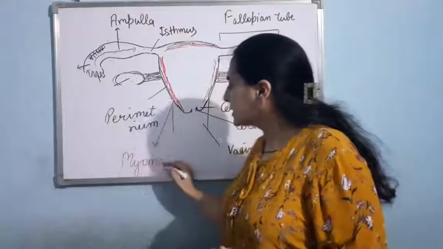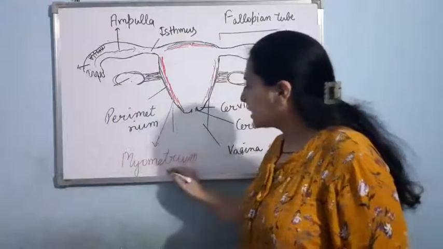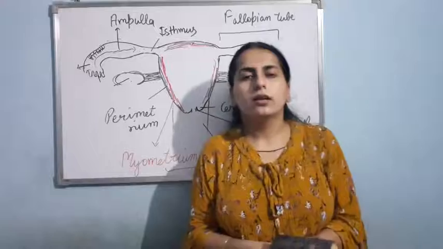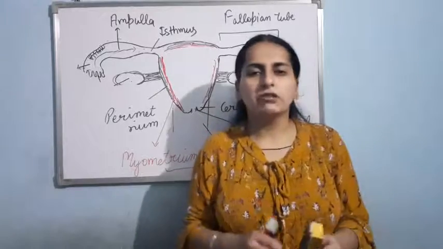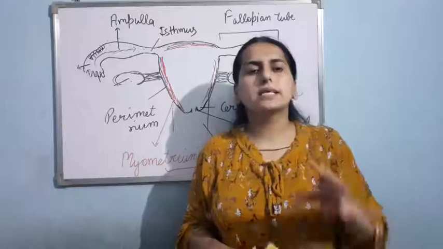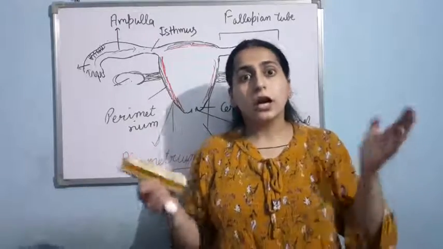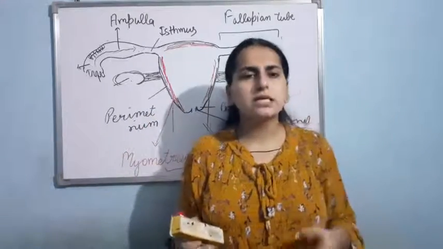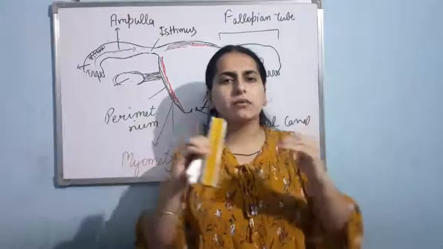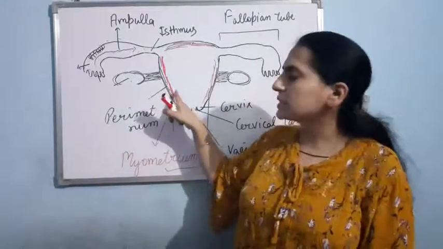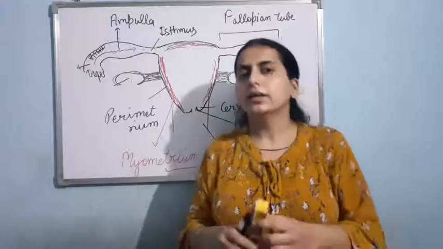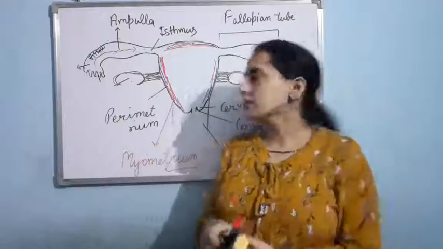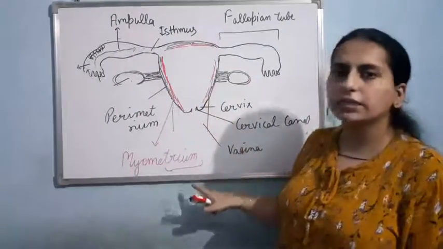Now let me tell you why is it made up of muscles. As I told you, for the period of 9 months, the fetus will be there in the uterus. Now suppose after 9 months, parturition will be there, or in simple words I can say the delivery of the fetus will be there. Now these muscles of the myometrium, they will contract. You know muscles, they are having the property of contraction, relaxation. So what will happen, these smooth muscles present in the myometrium will contract. As a result, the fetus will be expelled out of the body through the cervix and through the vagina.